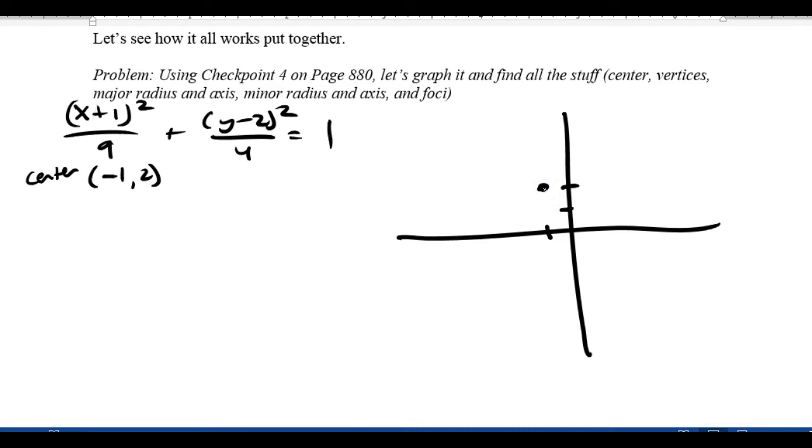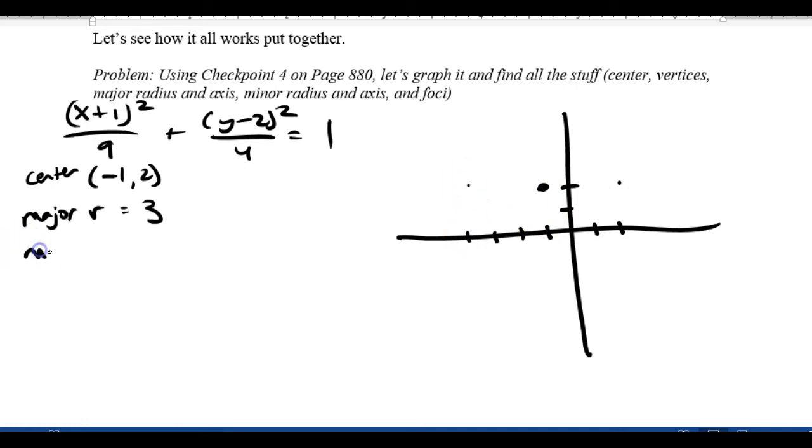Okay, from the center we're going to go left and right by the x radius. Now that says 9, but really our x radius is 3 because that's the x radius squared. That's also the bigger of the two, so that is our major radius, 3, and it's in the horizontal direction. 1, 2, 3 out that way, 1, 2, 3 out that way.